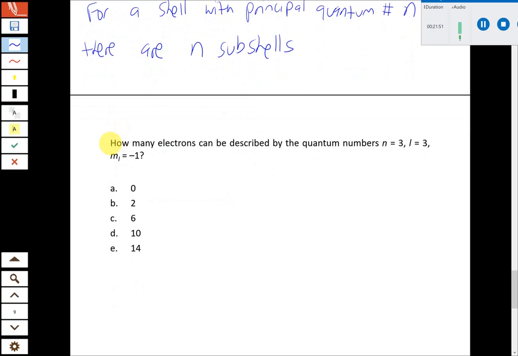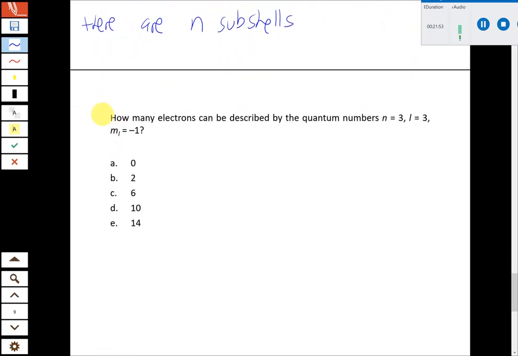This next one I believe tripped us up, for a reason I'll get into. We want to know how many electrons can be described by the quantum numbers n equals 3, L equals 3, m sub L equals minus 1. I think we did an example in class similar to this. When you're given a problem like this, the first thing you want to do is make sure the quantum numbers are valid, because if they're not a valid set, then there are not going to be any electrons described by those.